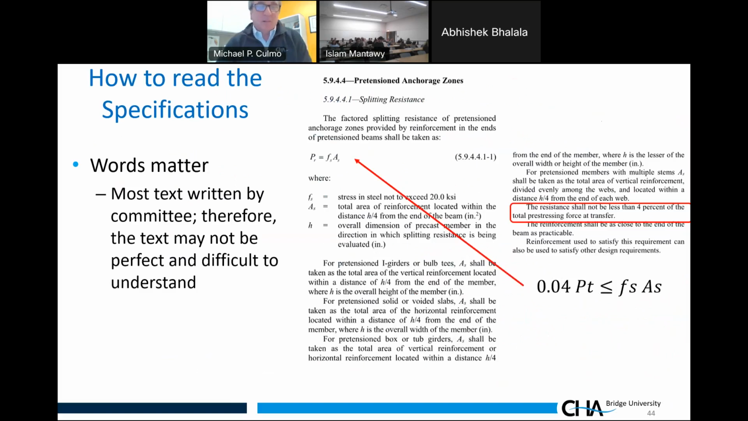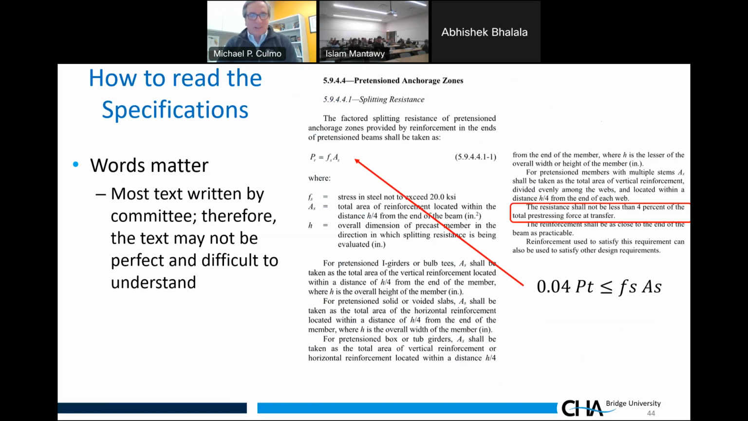But before I get to that, I want to talk about how the code is written by committees, and sometimes these committees make a mess of these provisions. This is one of my favorite screwed up provisions. It has to do with designing pre-stress girders. You don't need to know about pre-stress. But the first part of the provision says the factored splitting resistance of a pre-tension anchorage zone provided by reinforcement at the ends of pre-tension beams shall be taken as P sub R equals f sub s A sub s. You might say, well, that's a pretty simple equation. It doesn't define what P sub R is.